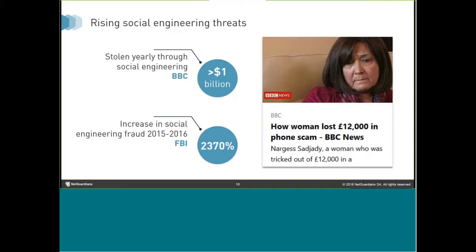BBC estimates $1 billion lost as a result of social engineering. According to the FBI, there is over a 2,000% rise in social engineering fraud. So you're talking about phishing, you're talking about all sorts of cyber crime as well, which happens through a lot of social engineering and so on and so forth. This kind of statistics gives you an idea. On your right there is a BBC News article where somebody lost $12,000 in a SIM swap fraud, of course, again through social engineering.